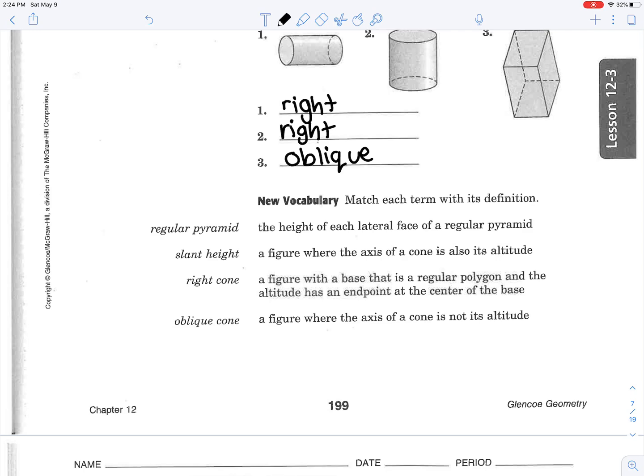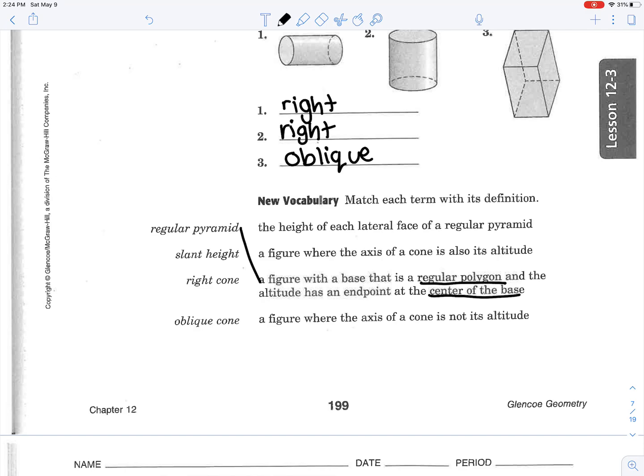Match each term with its definition. A regular pyramid. It's a figure with a base that is a regular polygon, and the altitude is an endpoint at the center of the base. Remember, altitude means it's going to form a right angle.